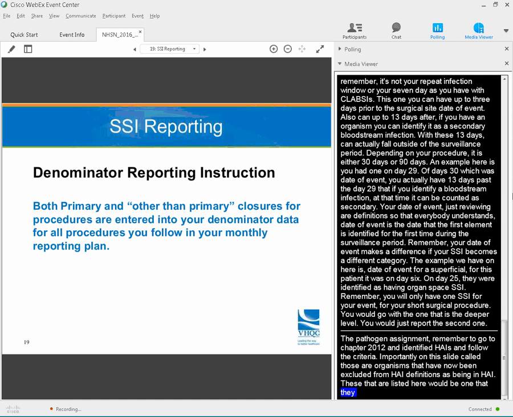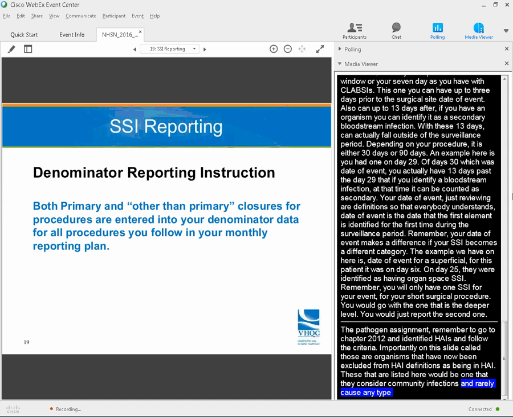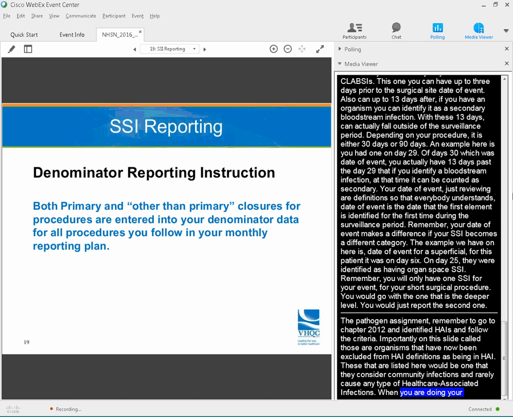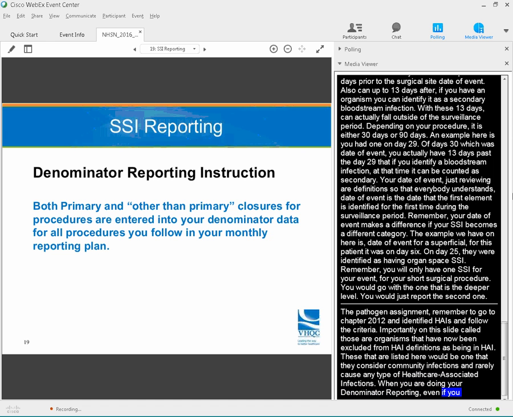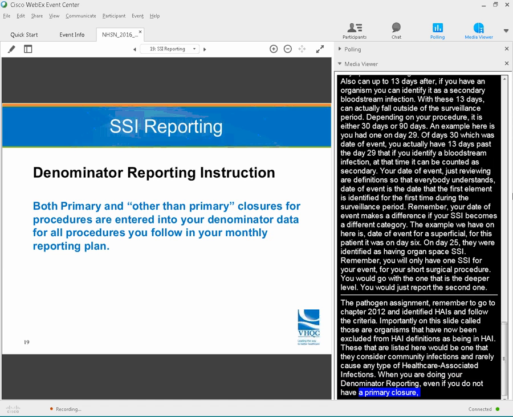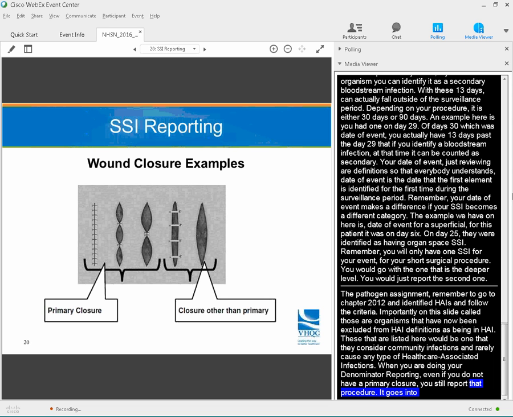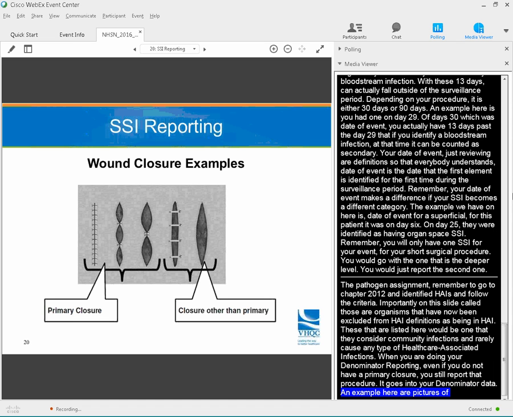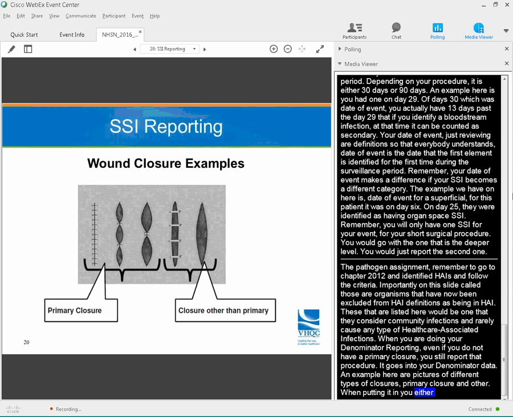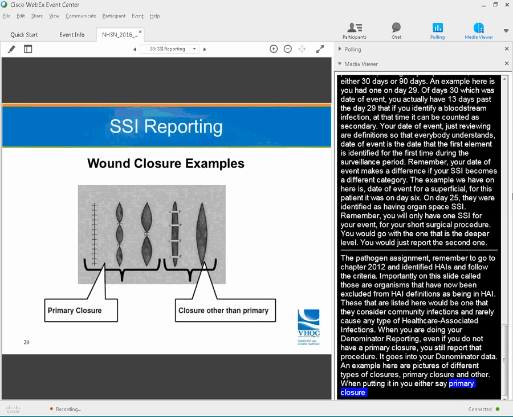So remember, when you're doing your denominator reporting, even if you don't have a primary closure, you still report that procedure, and so it goes into your denominator data. And then an example here are some pictures of different types of closure, primary closure and other. So when you're putting it in, you either say primary closure or you say OTH for other. But you do have to indicate all of them. It doesn't matter even if they didn't completely close, it still has to be counted in your denominator.